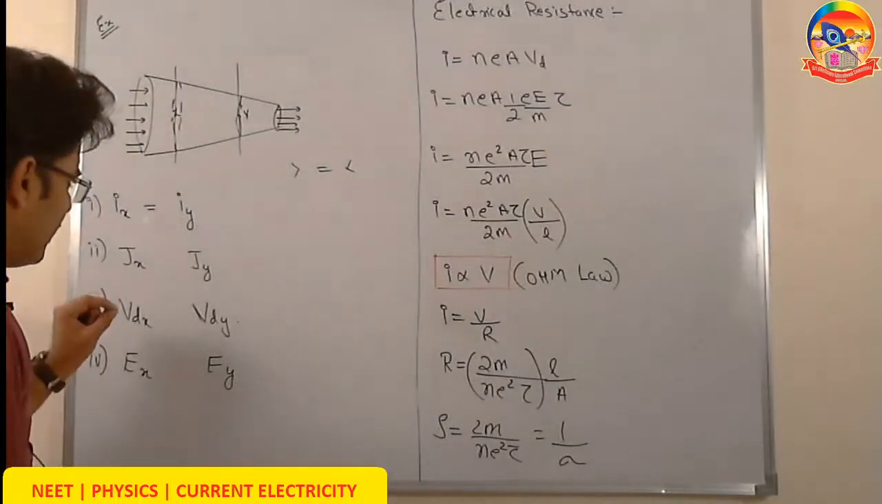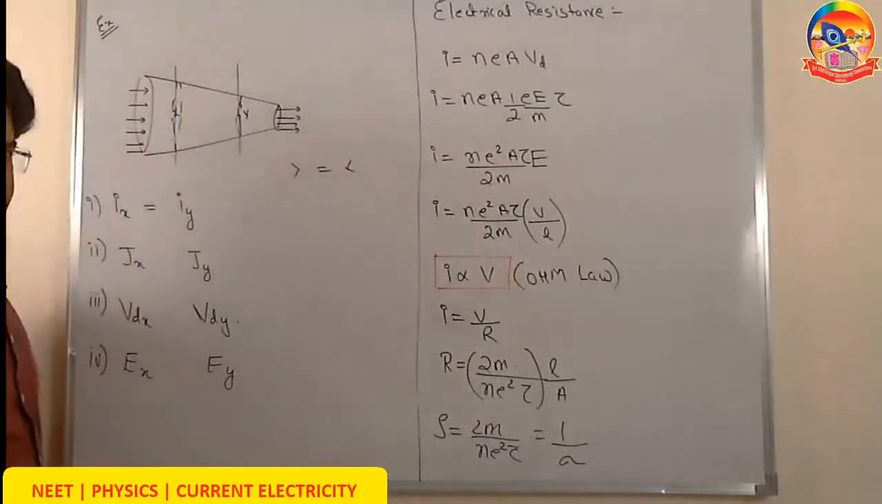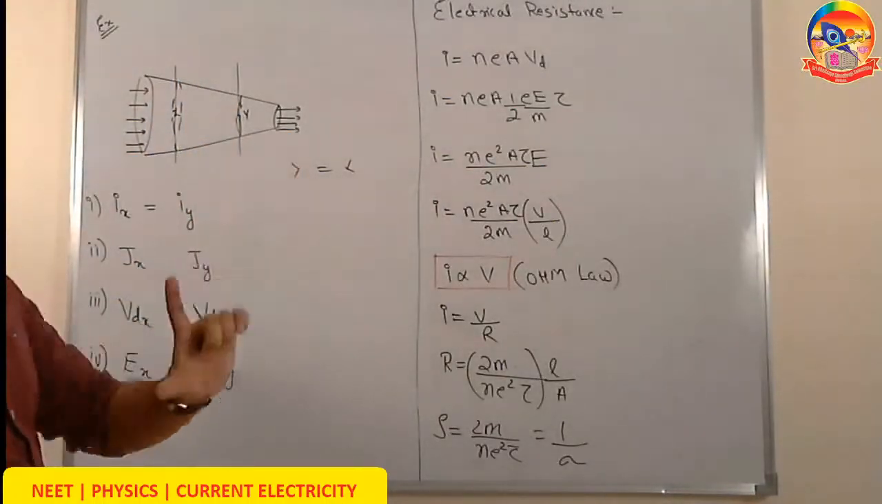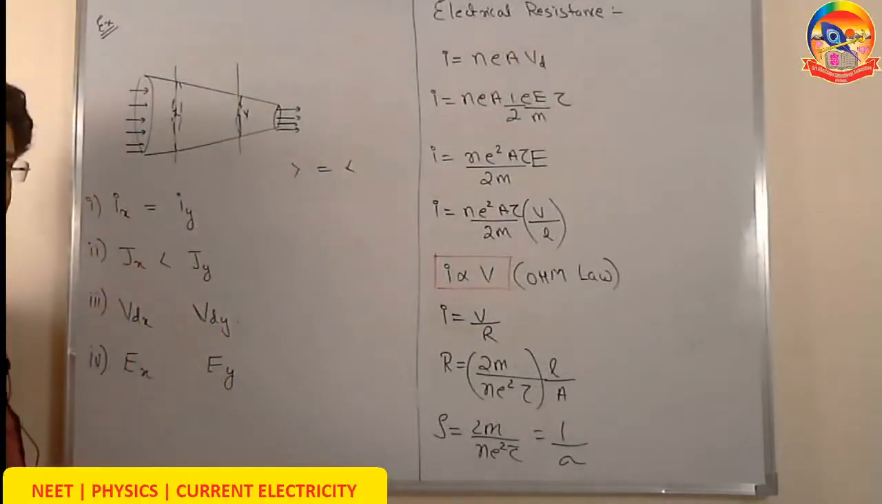Now, where does the current density have to be more? Once I am sure that the current at both x and y has to be the same, we know that current density equals current upon area. So where the area is less, at y, there the current density has to be more.